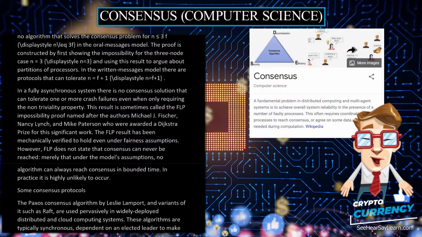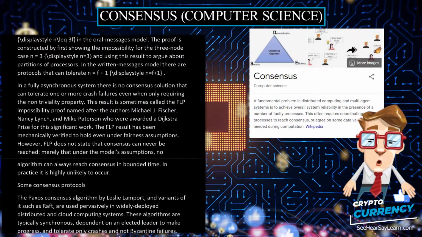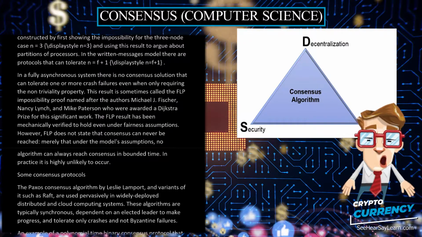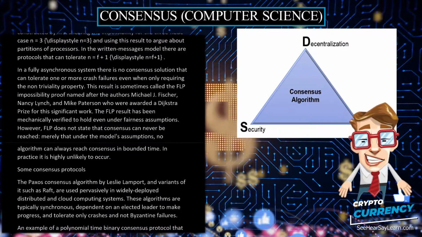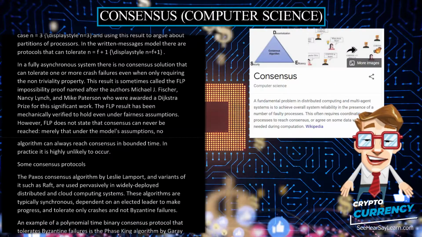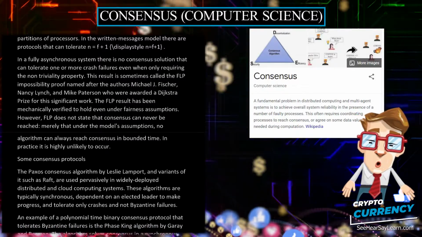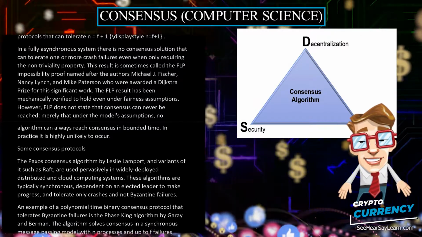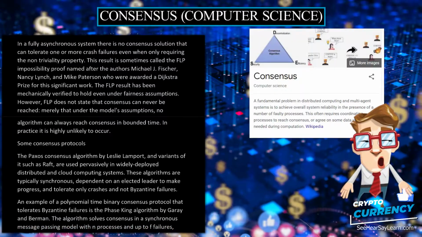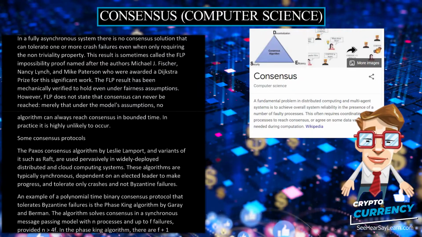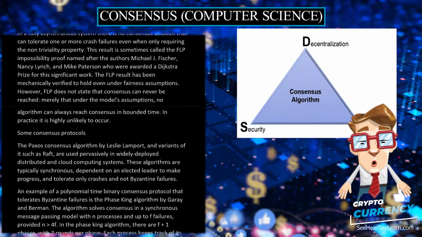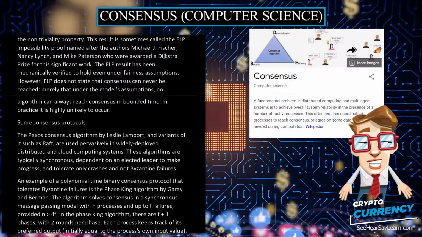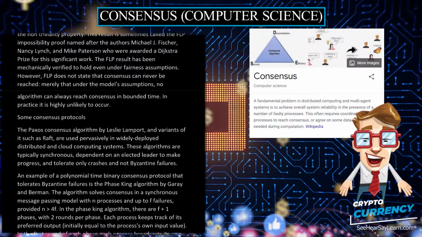Some consensus protocols. The Paxos consensus algorithm by Leslie Lamport, and variants of it such as Raft, are used pervasively in widely deployed distributed and cloud computing systems. These algorithms are typically synchronous, dependent on an elected leader to make progress, and tolerate only crashes and not Byzantine failures. An example of a polynomial time binary consensus protocol that tolerates Byzantine failures is the Phase King algorithm by Garay and Berman.